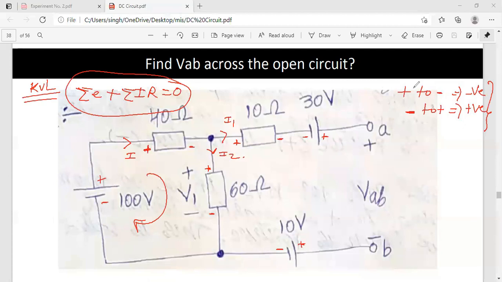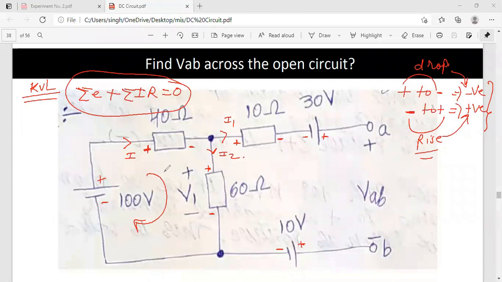And that too with a logic: going from higher to lower is actually a drop, and going from lower to higher means a rise in potential. So rise is associated with plus sign and drop is associated with minus sign. This way you have to remember this.